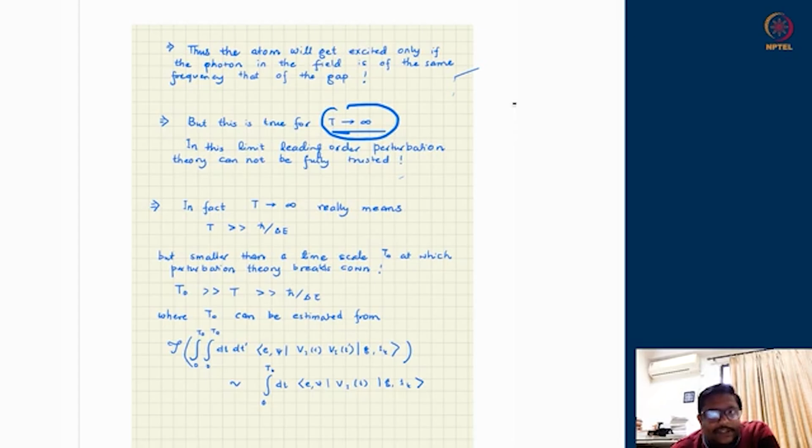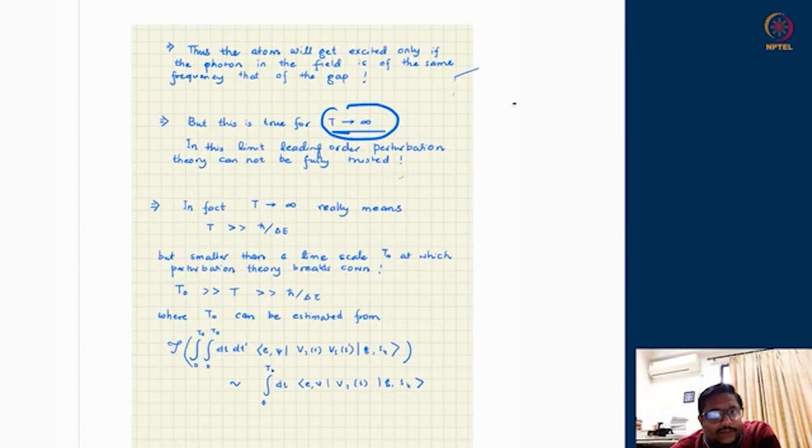So therefore, this result which we have obtained, that photons cannot get excited if it is in vacuum, or atoms get excited if the frequency of the photon in the field is the same as its energy gap. All these results cannot be fully trusted.